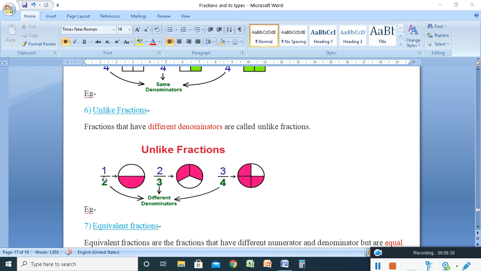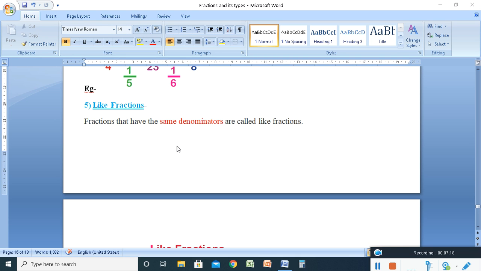Now we'll move on to the next type, unlike fractions. Unlike fractions means, again, if you take two or three fractional numbers and look at the denominators, if the denominators are different, then that kind of fractions are unlike fractions. Just look at this, 1 by 2, 2 by 3, 3 by 4. Look at the denominators below: 2, 3, 4. All the denominators are different. If the denominators are different, that is unlike fractions. If the denominators are the same, that is like fractions.